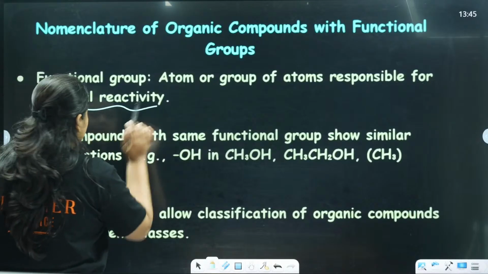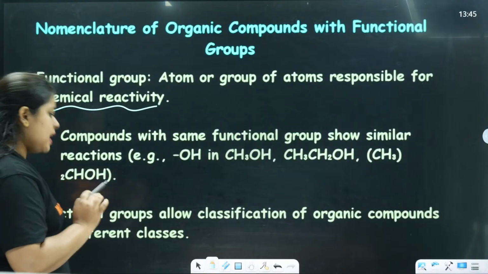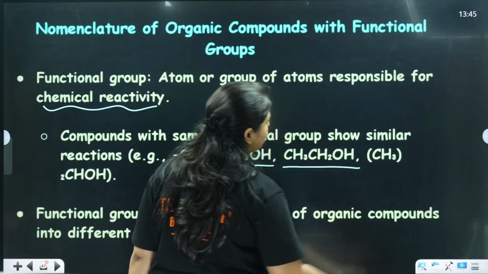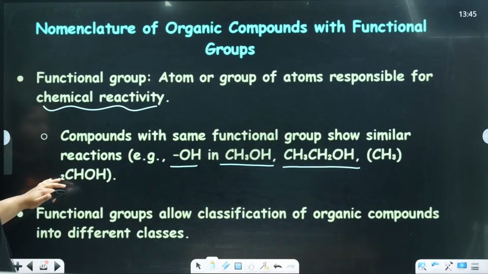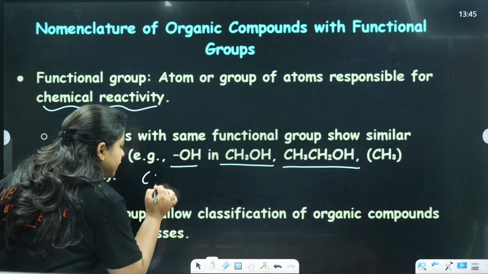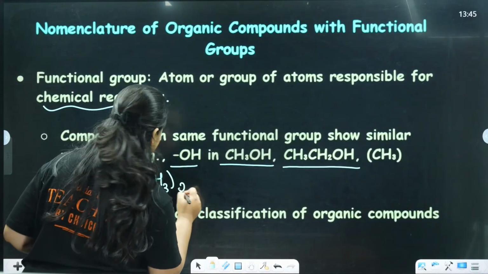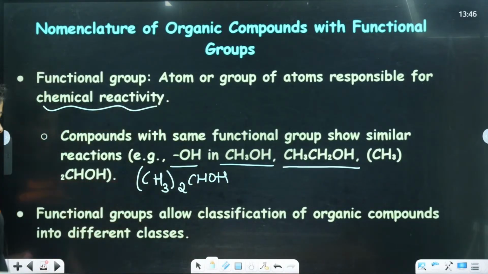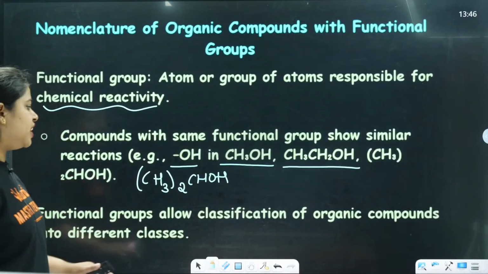Clear? Next, the compounds with the same functional group show similar reactions, like OH in CH3OH, CH3CH2OH, and so on. Here I will write one compound, it is CH3CHOH, okay? Next, functional groups allow classification of organic compounds into different classes.